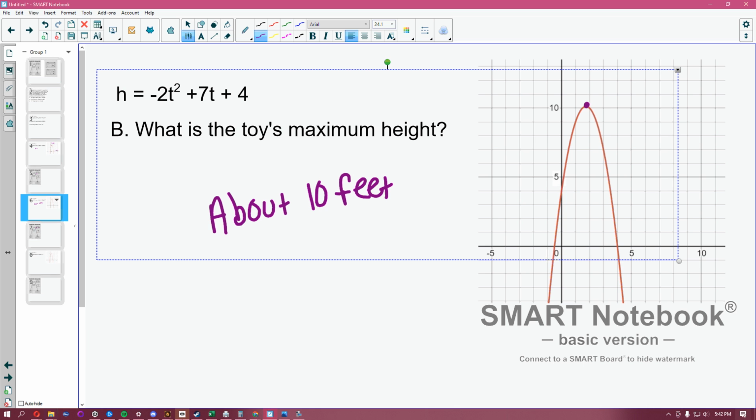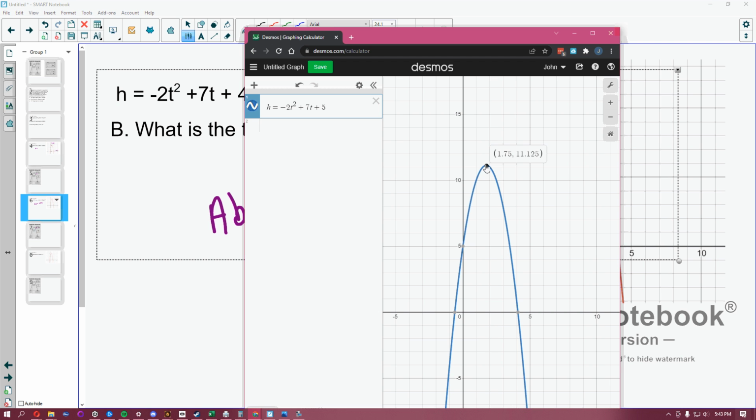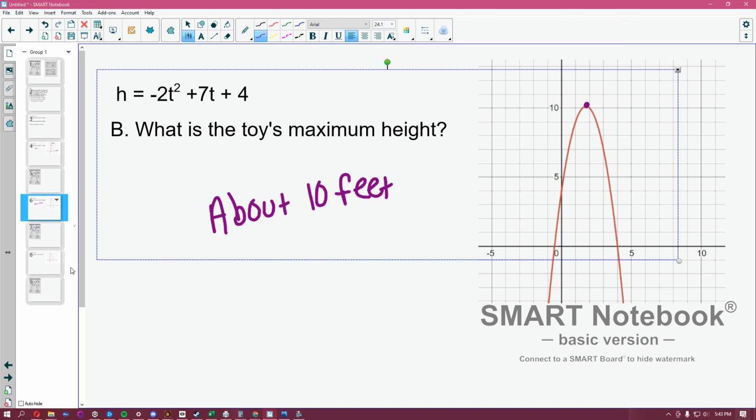If you want to be more particular about it, we can go into the Desmos graphing calculator and click at the vertex, and we're given a number. Oh, I put a 5 instead of a 4. And we're given a number of 10.125. Alright. So it's about 10 feet.